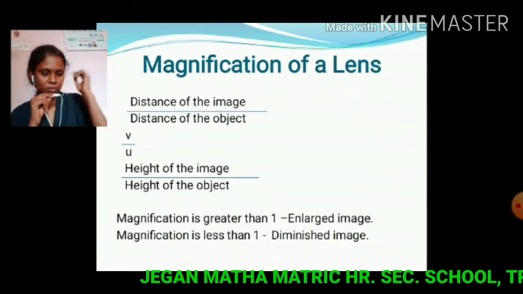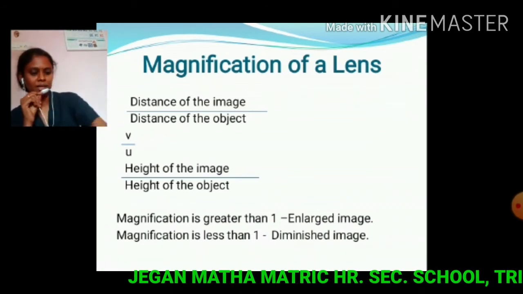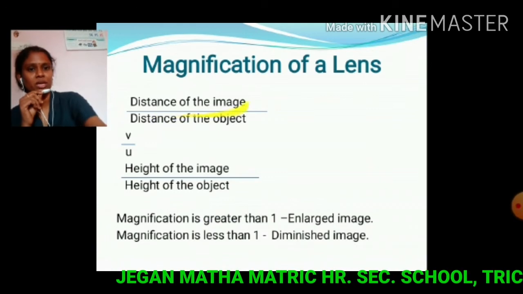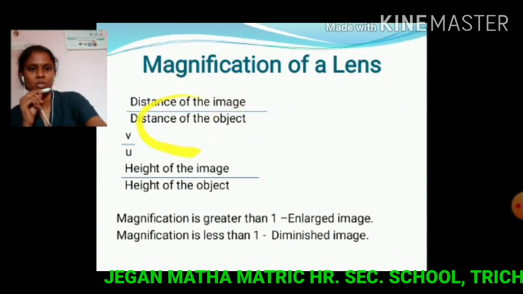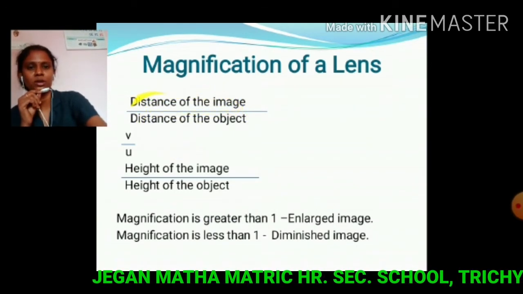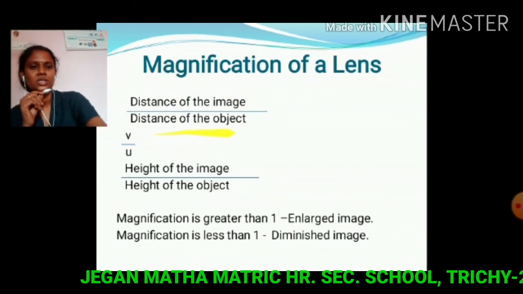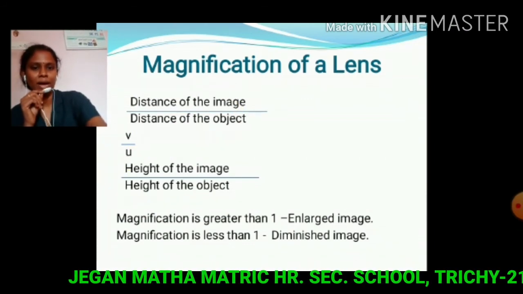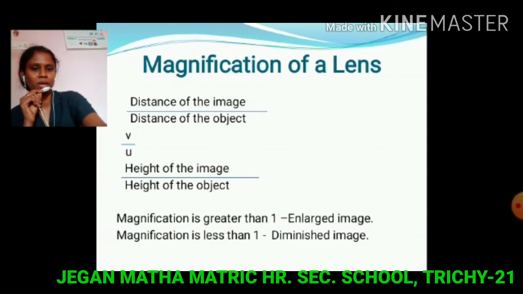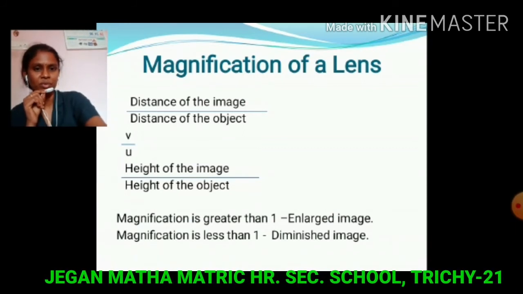Then it is also related to the distance of the image and the distance of the object. So we know the distance of the image is denoted by the letter v, and the distance of the object is u. So magnification is v by u, m is equal to v by u.